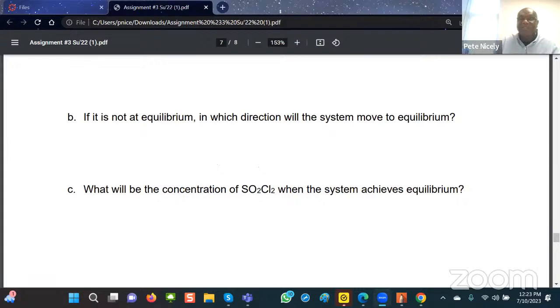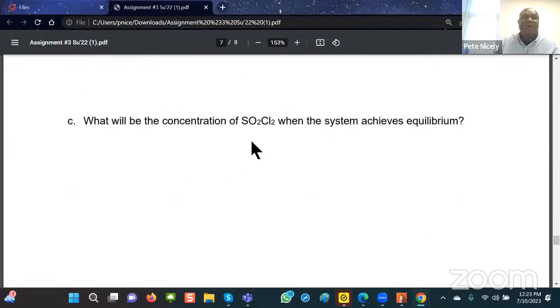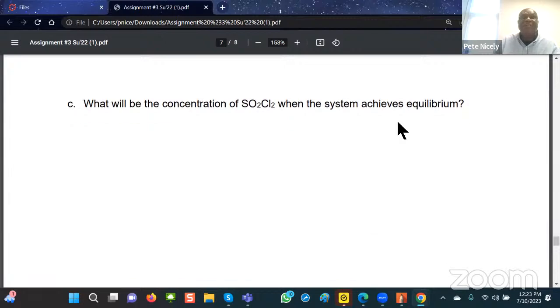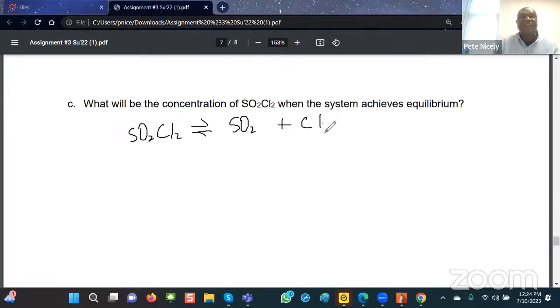Let me scroll down. Okay, so the question is asking, what will be the concentration of SO2 when the system achieves equilibrium? So what I'm going to do here is rewrite the same equation and set up an ICE table, kind of similar to the one that we did for the previous question. So the equation is SO2Cl2 forming SO2 plus Cl2, right? Now, initially, based on the information provided in the question, the pressure of SO2 will be 0.50 atmospheres. The pressure of SO2Cl2 would be 0.30 atmospheres.